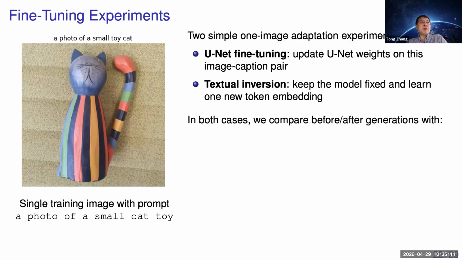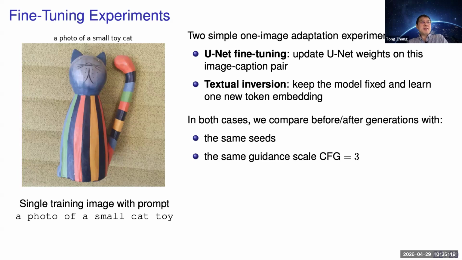In both cases, we compare before and after generations with the same seed. The same seed is important, because once you change the seed, you modify the result. We also use the same guidance, because looking at our earlier CFG result, 3 is pretty reasonable. It doesn't have too many artifacts, and it's higher quality. We don't want to use CFG equal to 1 because the quality may not be there. Based on our earlier example, at 1 it's not garbage, but it's not that great.